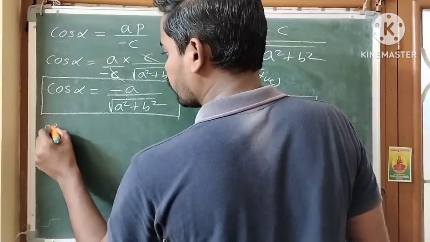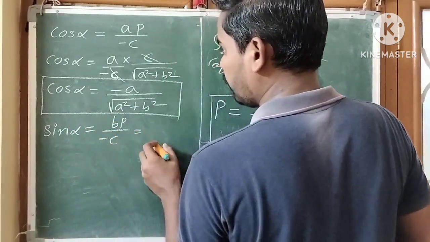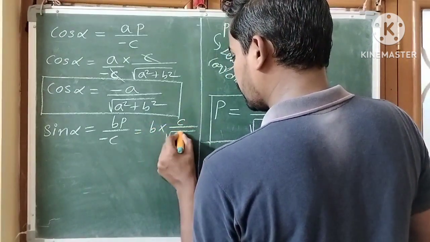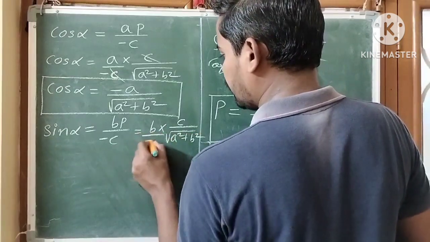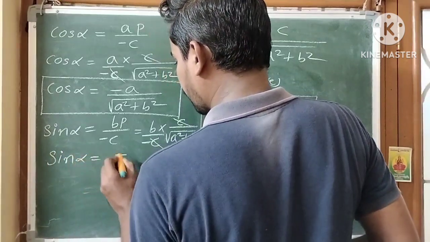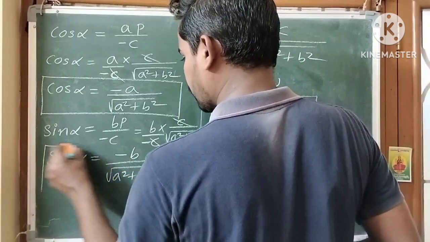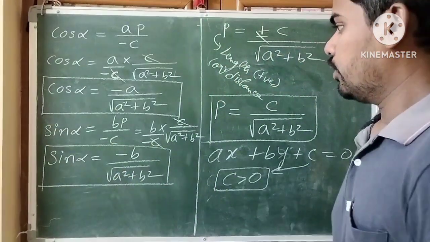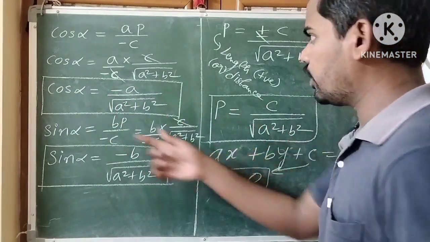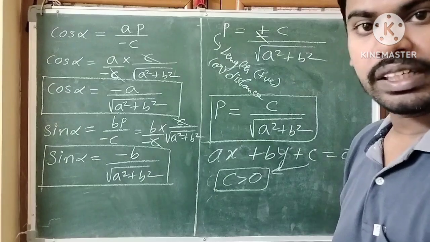Let us find sin alpha now. Sin alpha is equal to P B by minus C, so B into P again. What is P? C by root over A square plus B square, divided by minus C. C gets cancelled and you will get sin alpha is equal to minus B by root over A square plus B square. So these are all different relations. P is equal to C by root over A square plus B square, cos alpha is equal to minus A by root over A square plus B square, and sin alpha is equal to minus B by root over A square plus B square.